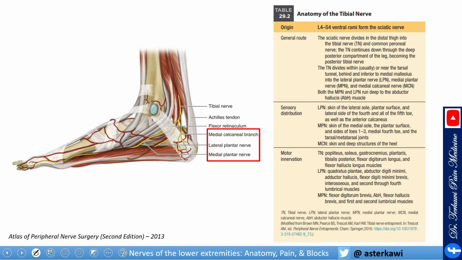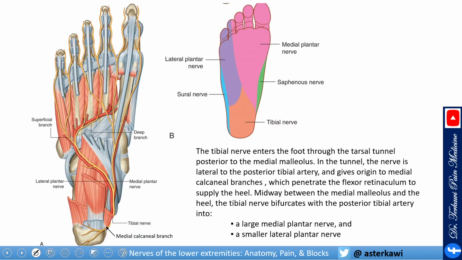So here, again at the tarsal level, it divides into three branches: the medial calcaneal branch, which goes here, the lateral plantar nerve, and the medial plantar nerve. They have sensory and motor innervation to different areas, which I will cover in a second. We don't need to know all these details, but it's helpful here.